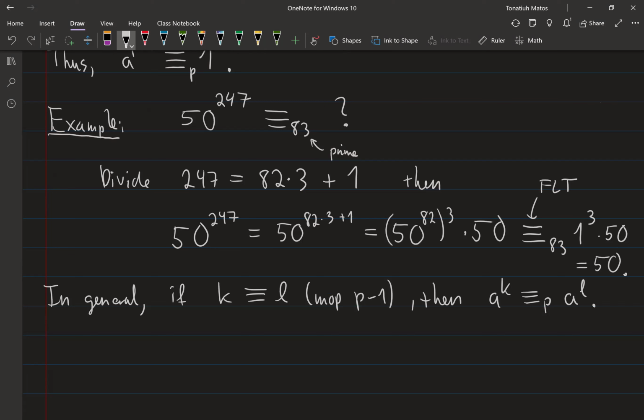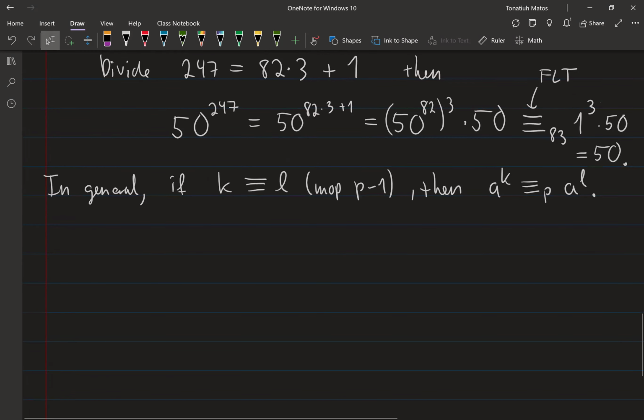In other words, if you are trying to work with a problem of the form A to the K mod P, and you're trying to compute that, you can always reduce the exponent K mod P minus 1, as I just did in the above line, right? All I did was reduce 247 mod P minus 1, which is equal to 1. So this is the same thing.